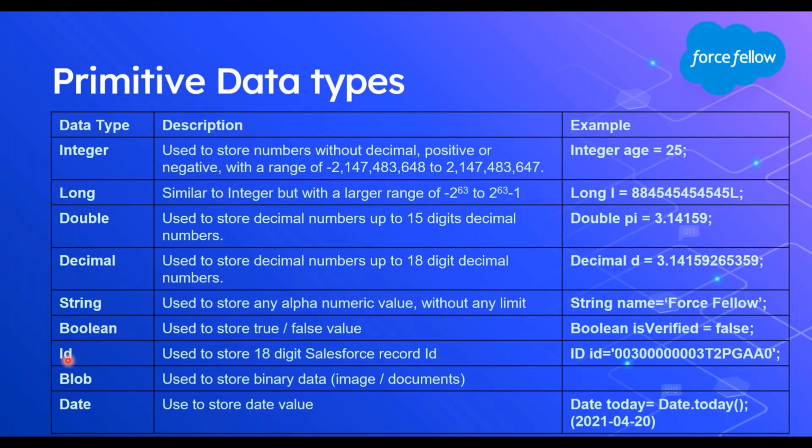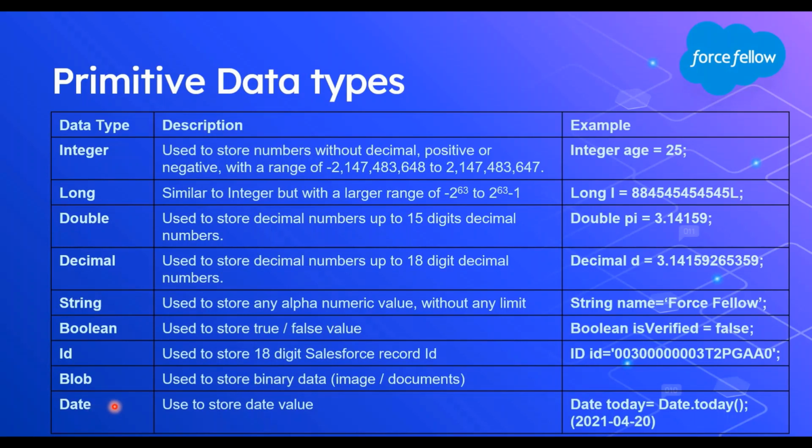And in Apex, ID is a special kind of data type which is used to store an 18 character Salesforce record ID. So if you are working with Salesforce records and want to hold a record ID, then we should use ID as the data type. And if you are working with binary data in Apex, like if you want to convert or save any image or document, then we have the blob data type.